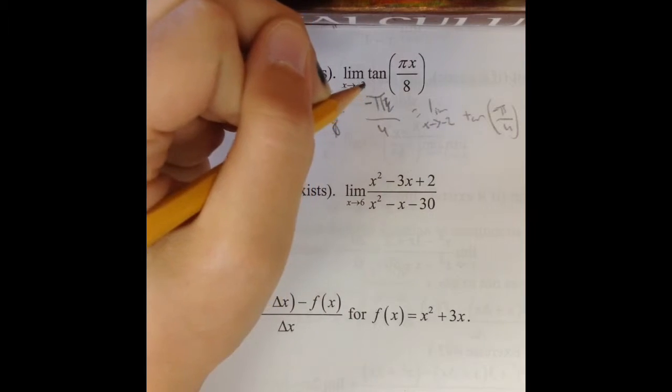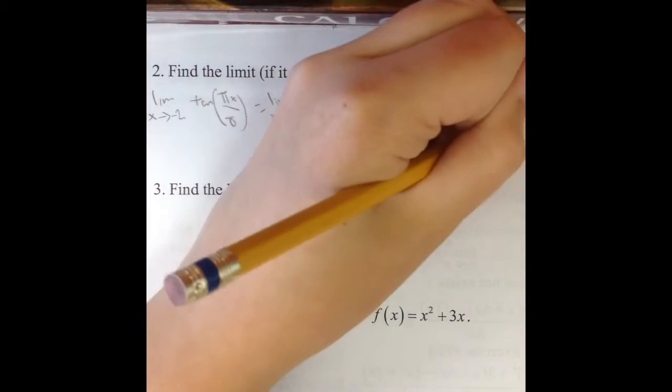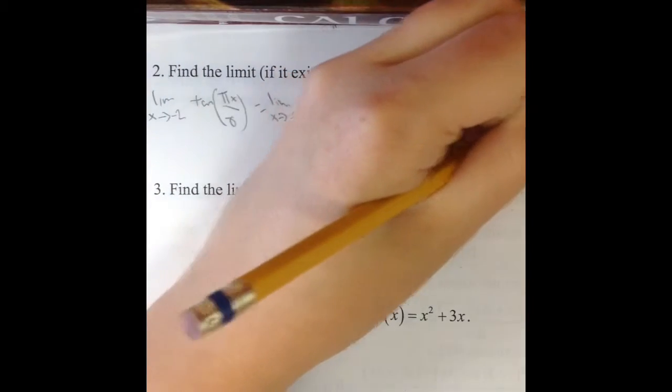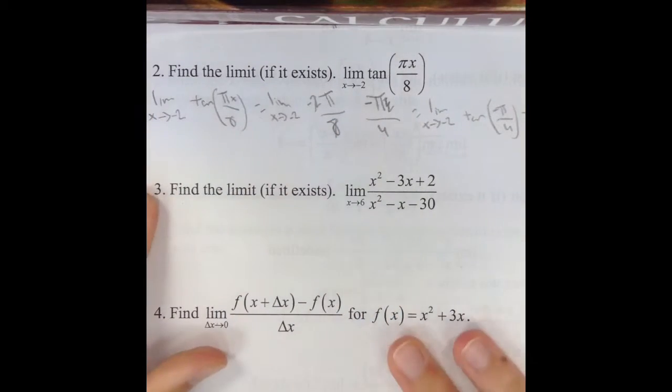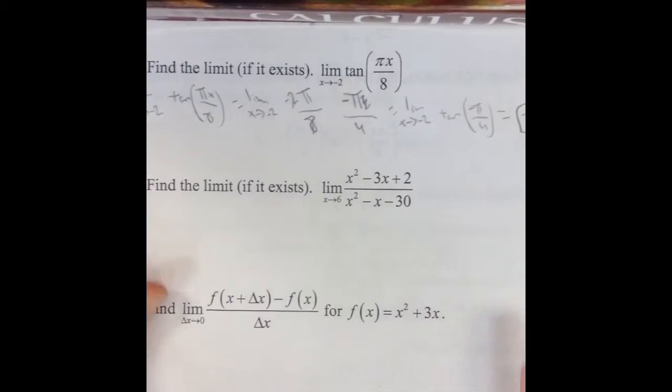And so the limit as x goes towards negative 2 of the tangent of negative pi over 4, we know from trigonometry that that is equal to negative 1. Oh, dang it, it went off the page. Okay.